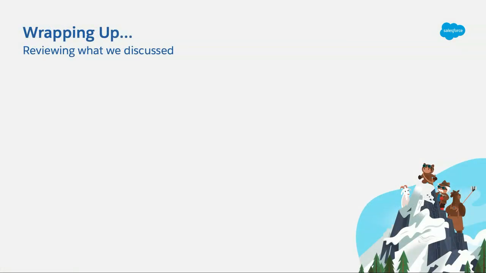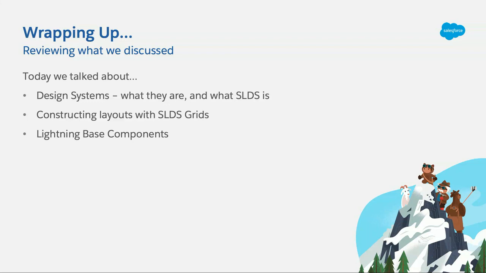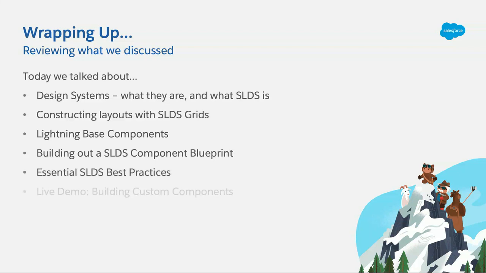All right, so to wrap up everything we talked about today, because we talked about a lot. We talked about design systems, what they are, what SLDS is. We talked about how to construct layouts with CSS grids. We talked about Lightning base components and how you can use those to compose with. We touched on building out an SLDS component blueprint, and you learned about what's required to bring those component blueprints to life. Shared some essential SLDS best practices, and then we also had our quick little live demo.